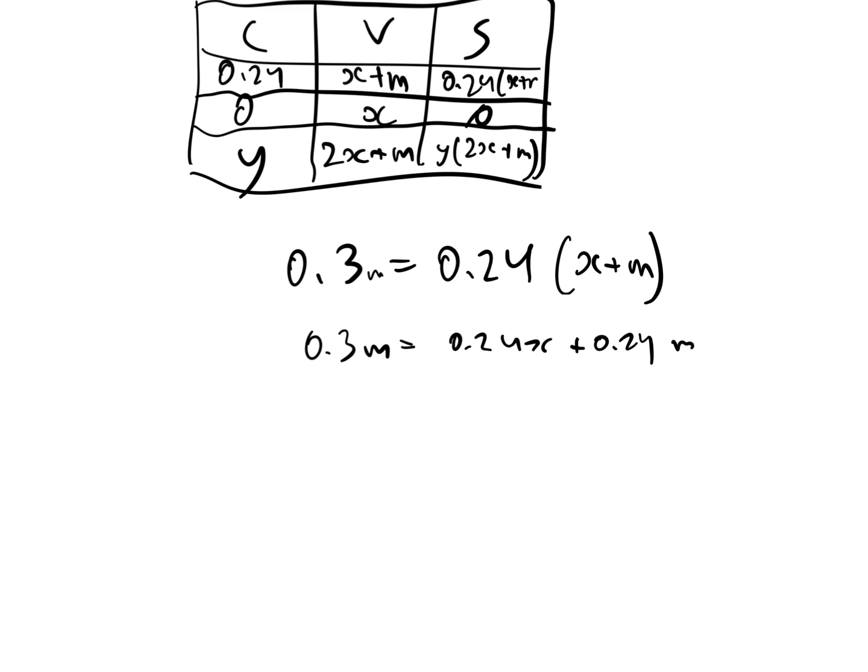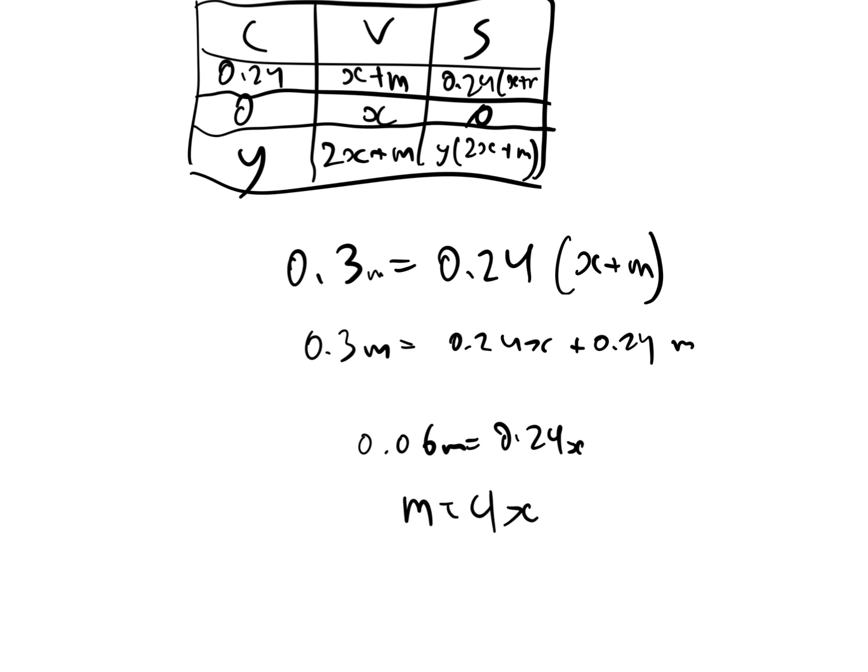And then we're going to subtract on both sides. 0.06 M is equal to 0.24 X. Boom! We've got it. And I think that's the relationship. You're multiplying by 4, so M is equal to 4X. Is that true? M is equal to 4X. I think so. And yes, it indeed is. We have deduced that M equals 4X, right?